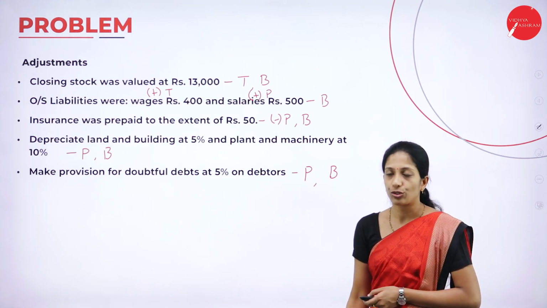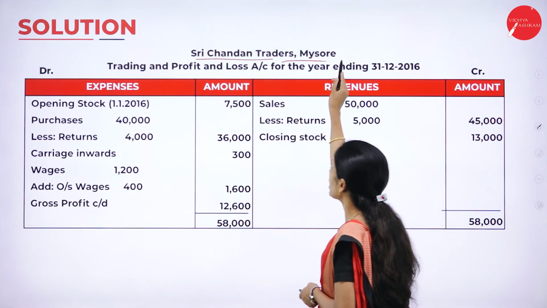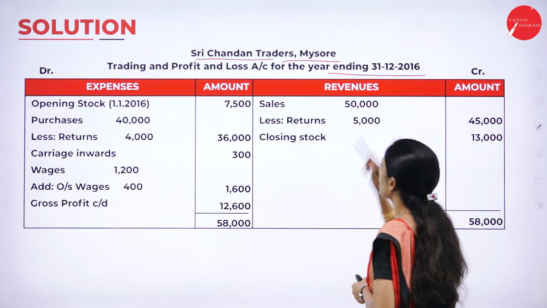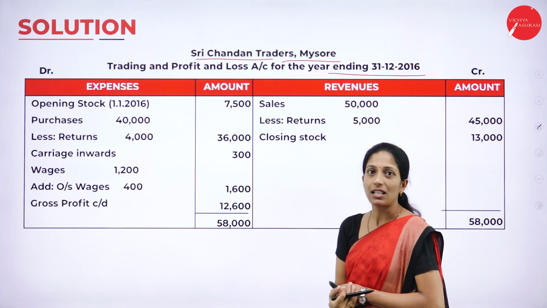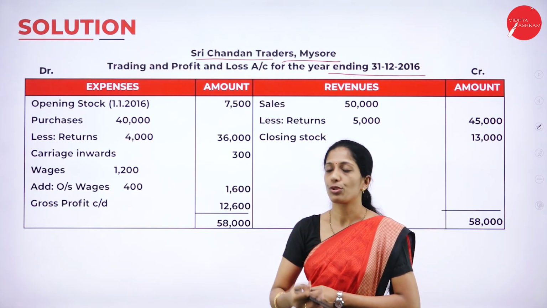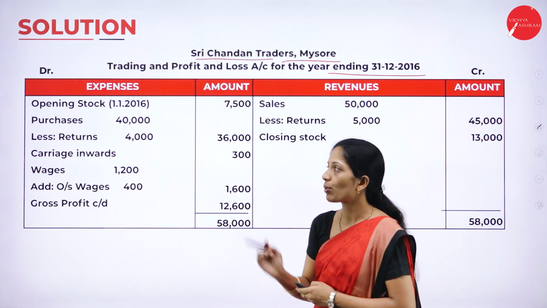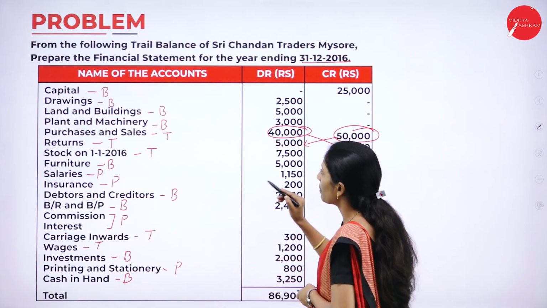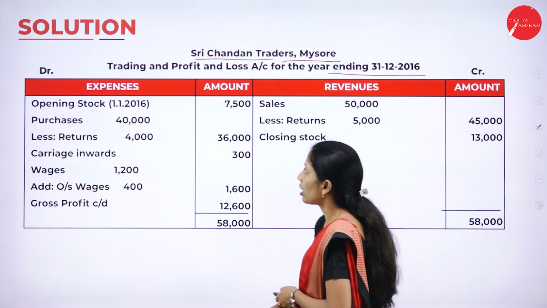Now we shall directly go through the solution. So first we will write Sri Chandan Traders Mysore trading and profit and loss account for the year ending 31st 12 2016. So we have to prepare this trading profit and loss account together. So how do I start? We will start with opening stock. So what is the opening stock? So opening stock, so they have given how much? 7,500. So take that opening stock.